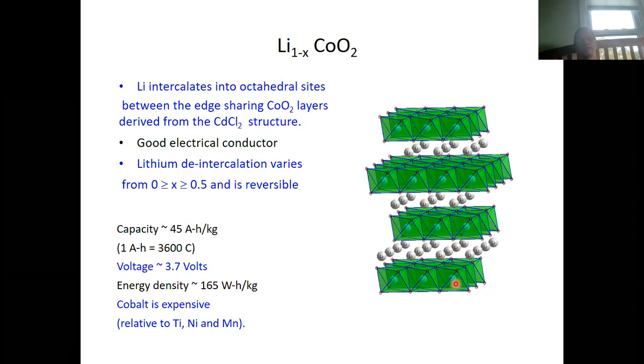And into these sheets, in between these sheets, we can then intercalate lithium ions. So the lithium ions are sitting here in between the sheets. Okay. So now the cobalt is a redox active metal. So as we oxidize the cobalt, we will need more lithium in between these sheets, and as we have cobalt in the lower valency, we will have fewer lithium ions in between the sheets.